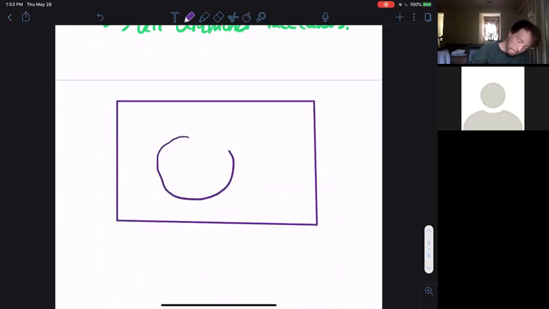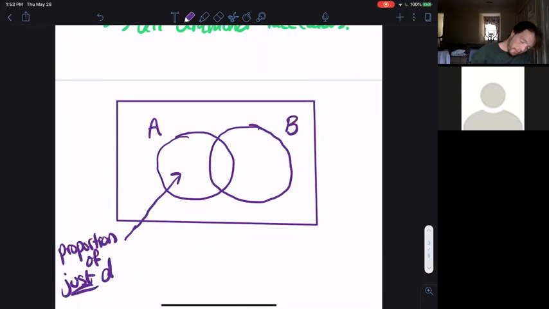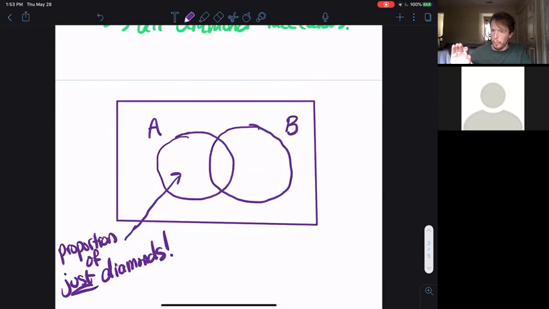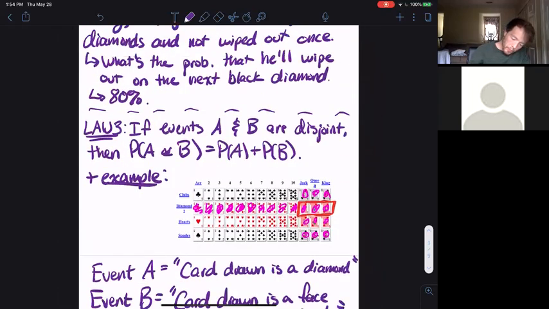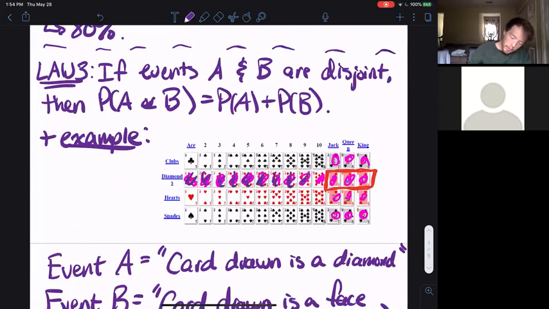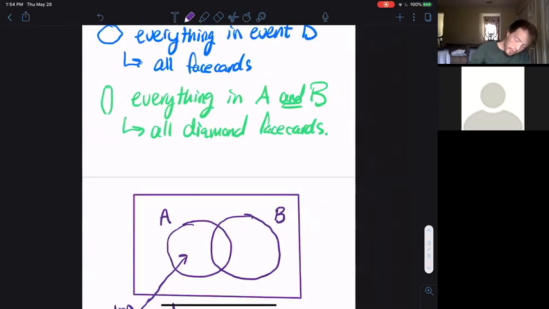Okay. So this is A, the event of all the diamonds, and B, the event of all the face cards. What I want you to do is in here, put the proportion of just diamonds. When I mean by just diamonds, I mean things that are just diamonds and not both. So this is all the diamonds that aren't also a face card. And this will help you with your calculations. So in here, I want everything that's a diamond but not a face card. So what is that? That would be these values right here. Everything that's a diamond but not a face card. So that's 1, 2, 3, 4, 5, 6, 7, 8, 9, 10. Okay. So in A right here, I would put 10 out of 52.